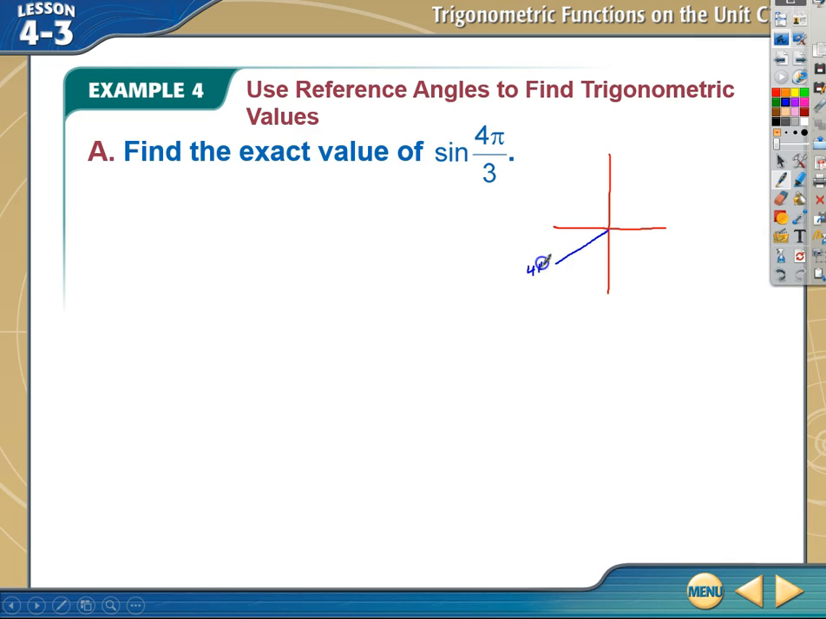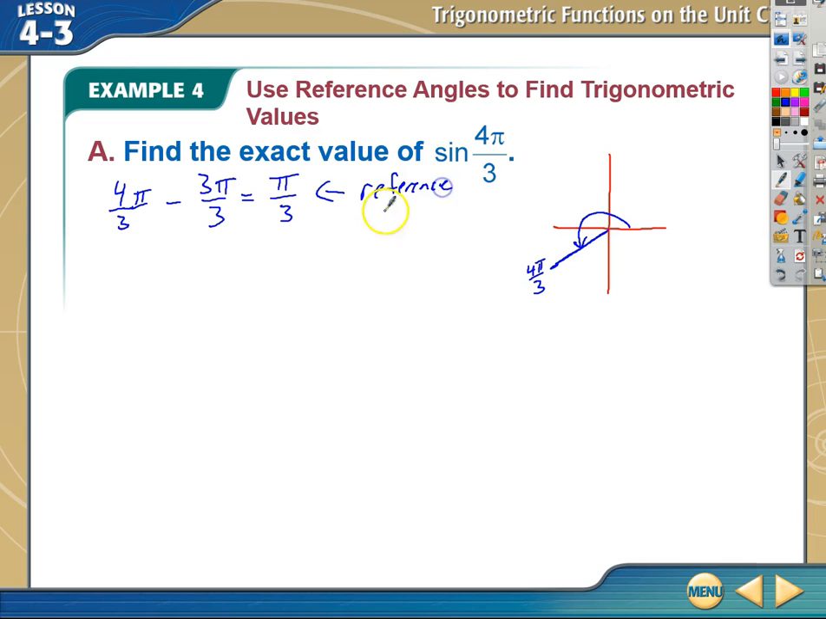So here I am, 4 pi over 3. What's my reference angle? So again, I do this. First step, find my reference angle. I'm in quadrant 3. Since I'm all the way over, my reference angle is right here, so the thing I can do is get rid of 1 whole pi. So I'm at 4 pi over 3. I'm going to take away 1 whole pi, which is the same as 3 pi over 3, which is equal to just 1 pi over 3. So my reference angle is pi over 3.